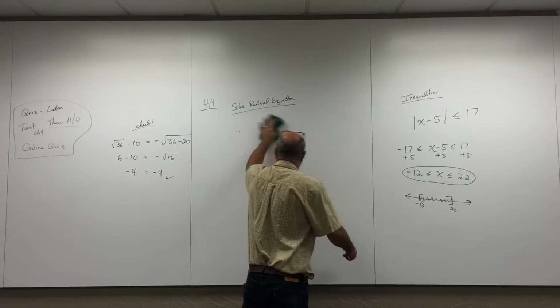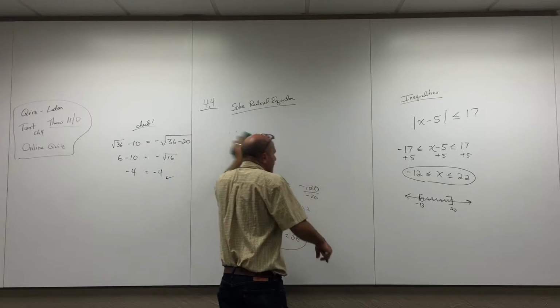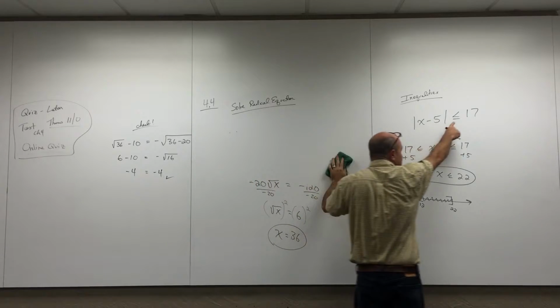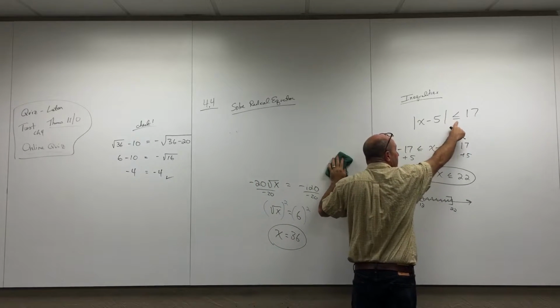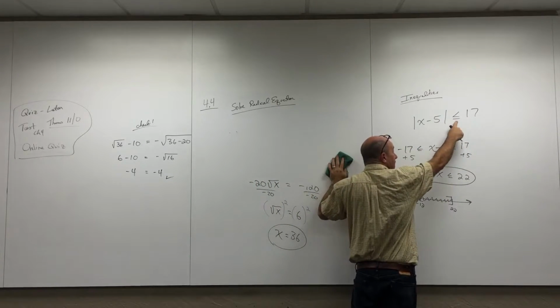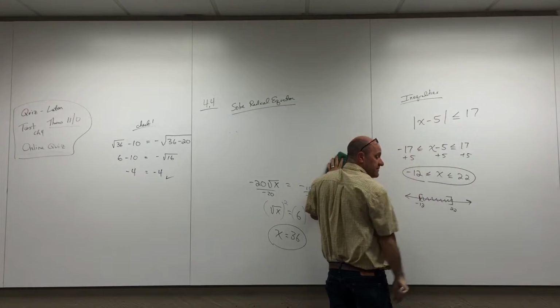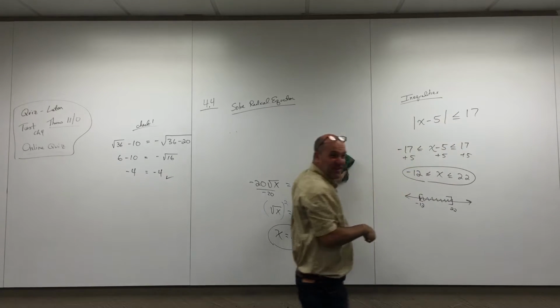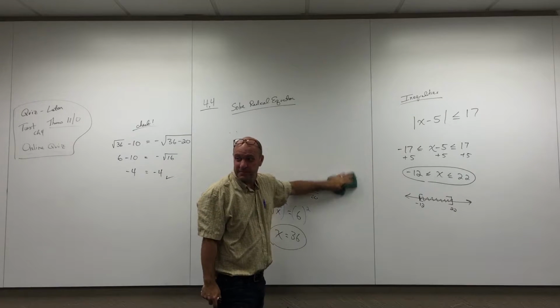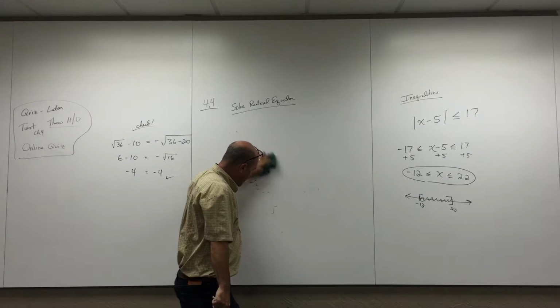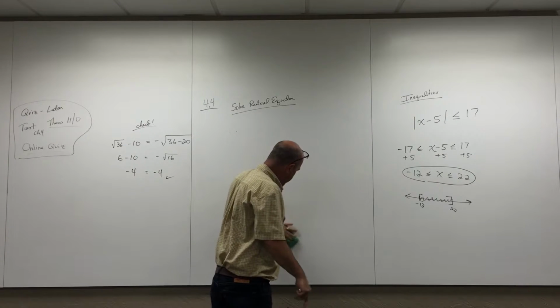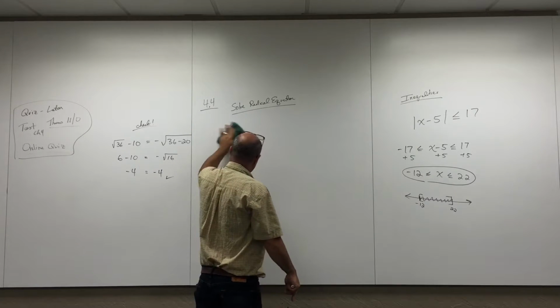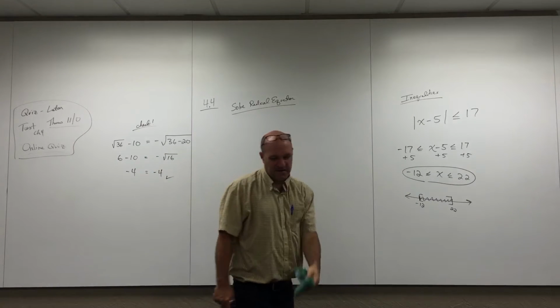So what did I tell you to do? If it's an absolute value inequality, less than problem, you make a sandwich. If it's a greater than problem, you've got to approach it a little differently.